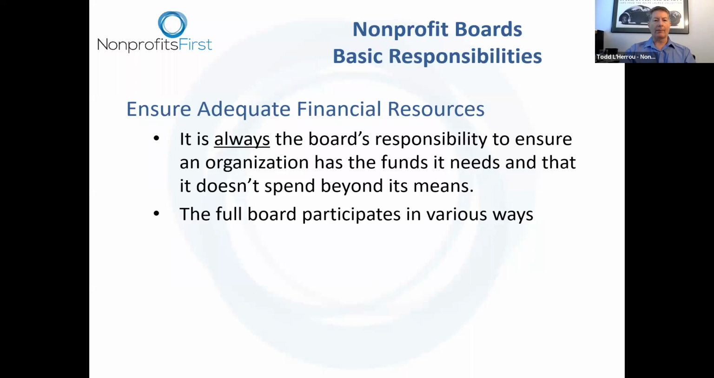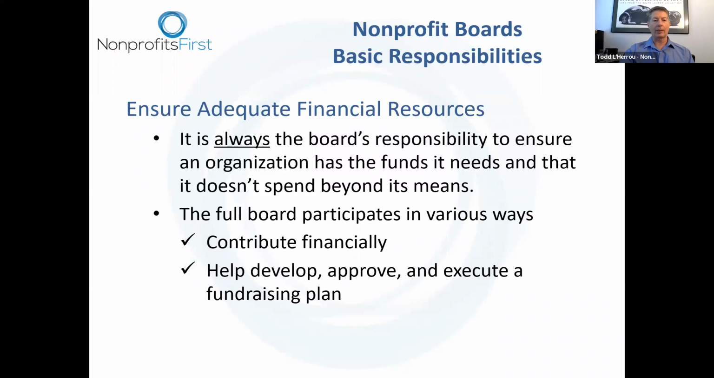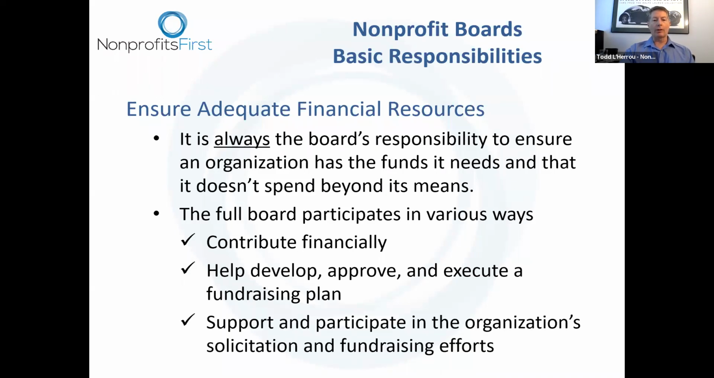So what does that look like? It's always the board's responsibility to ensure that an organization has the funds it needs, make sure that it doesn't spend beyond its means, and that the board is participating in various ways to accomplish that. So they should contribute financially, typically, help develop and approve a fundraising plan. They may have more or less involvement in executing that plan, and then support and participate in the organization's solicitation and fundraising efforts. So their job in part is to connect the staff of the organization and the volunteers of the organization with their network to help increase the knowledge, the reach, and of course, the fundraising of the organization.